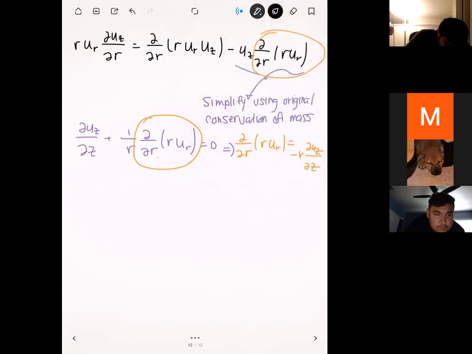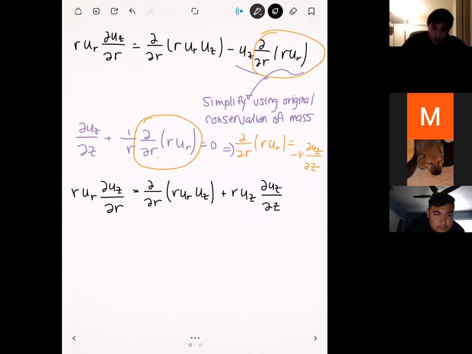r u_r, partial u_z, partial r is equal to partial r of r u_r u_z plus r u_z partial u_z, partial z. It still looks a little bit intimidating, but believe it or not, this is going to be a lot better to work with. Because what we have here on the left is the integrand that's in integral three.